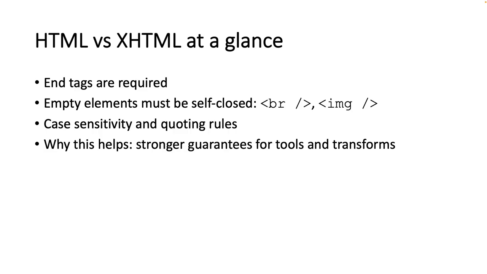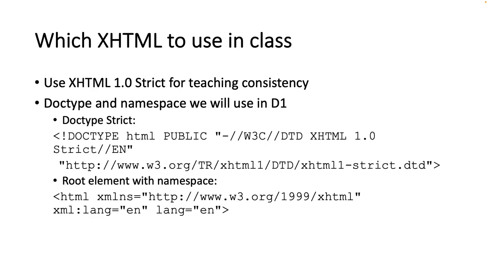If you use a double quote, then you have to end with a double quote. If you use a single quote, you have to end with a single quote. This helps to guarantee consistency for tools and transforms. So there are 2 versions of XHTML. We're going to use the strict version. It has a doc type and a namespace, which we will use in D1, hint, hint.